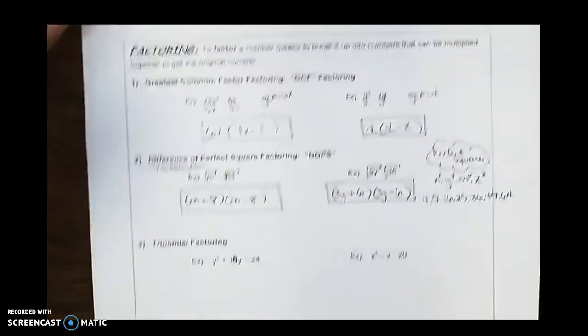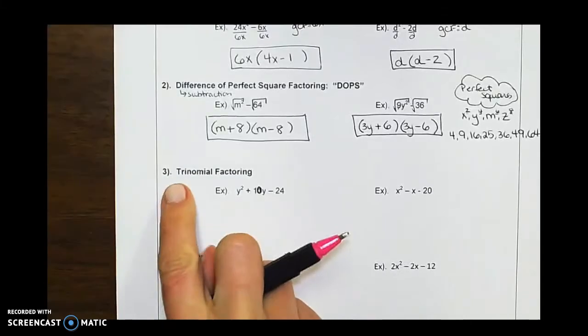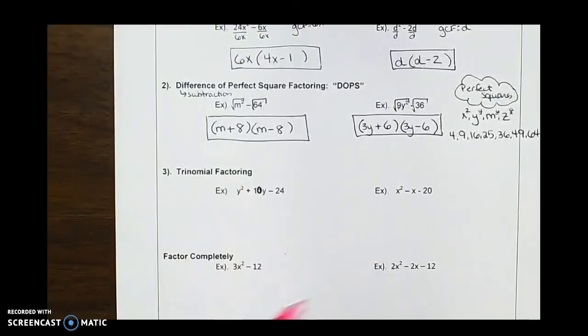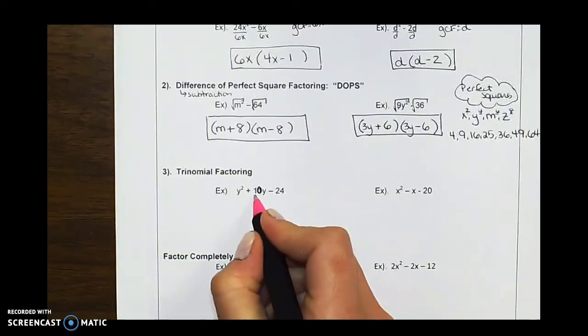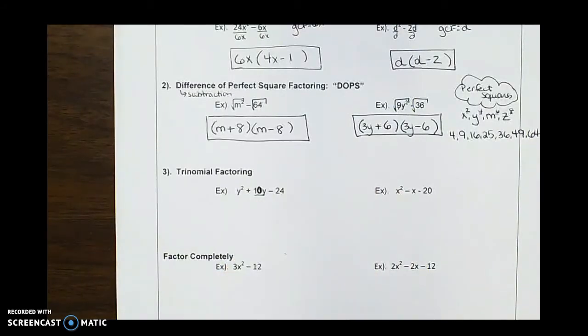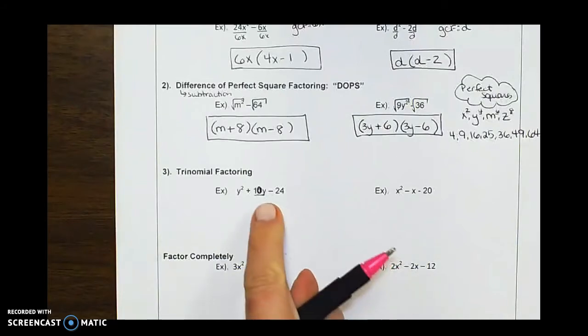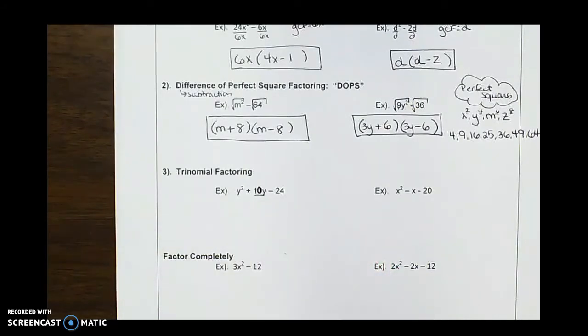All right, now let's take a look at factoring using trinomial factoring. Trinomial factoring only works when you have 3 terms. Now everybody, there is a goof on your worksheet. This middle term here is supposed to be a 10 on your worksheet. It does say 11, so go ahead and fix that first. It should be a 10.